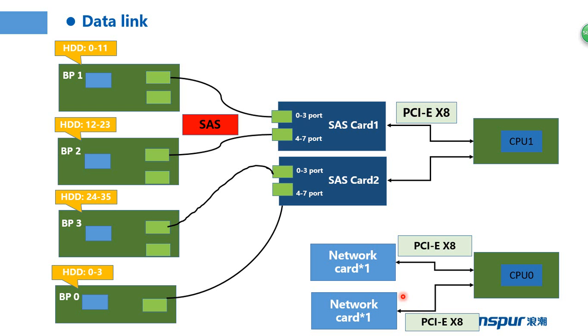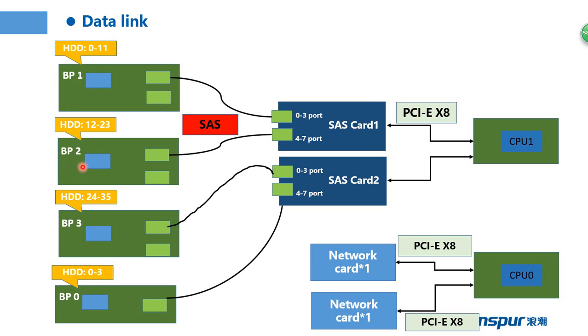But this server has different data links, so I have just listed one model. In this configuration, I have installed two SATA cards. The first SATA card supports backplane 1 and backplane 2.